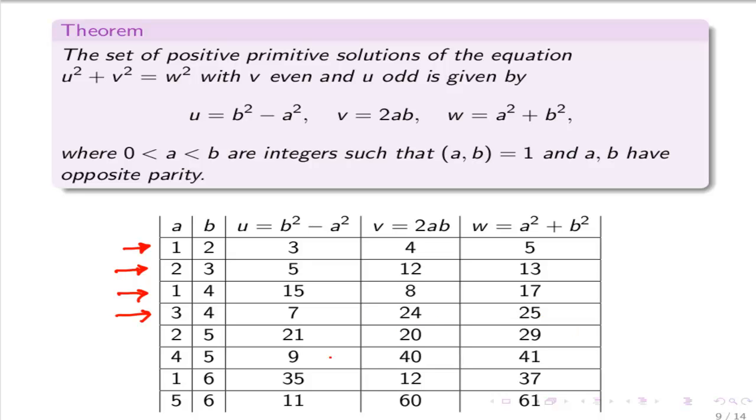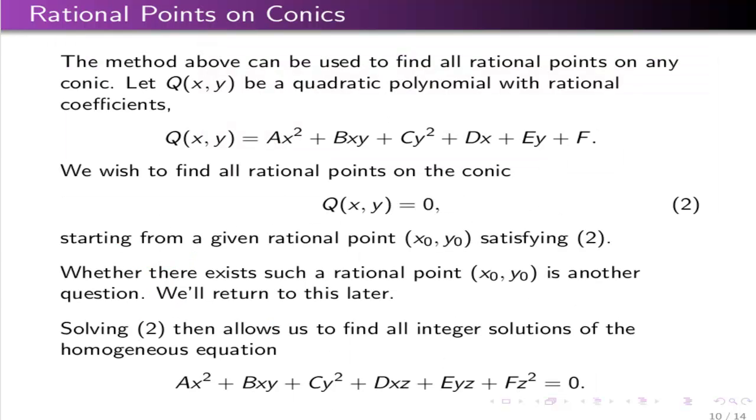So you might look through that table and see if you see any interesting patterns or want to make any conjectures about the type of triples you end up with. But one point we can make is that there are infinitely many Pythagorean triples, infinitely many primitive Pythagorean triples. Okay, now let's generalize the problem.